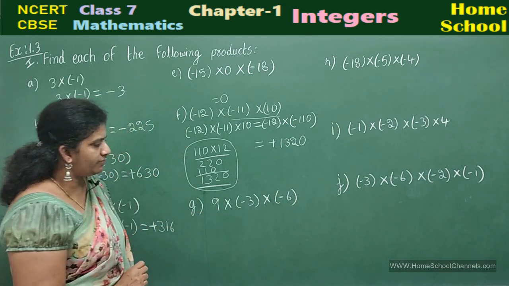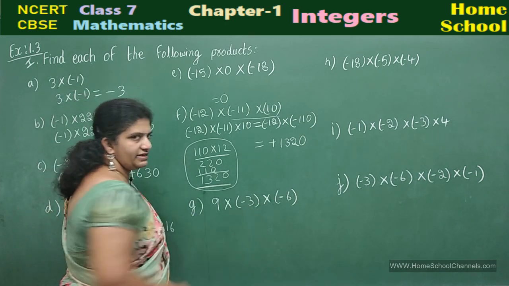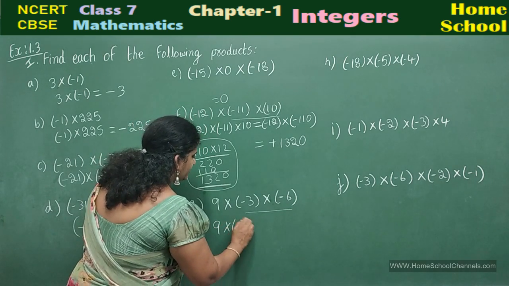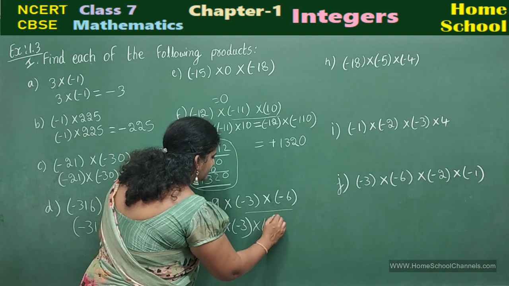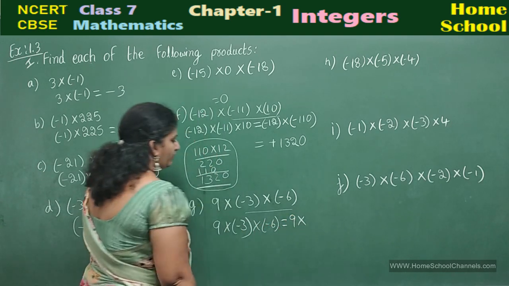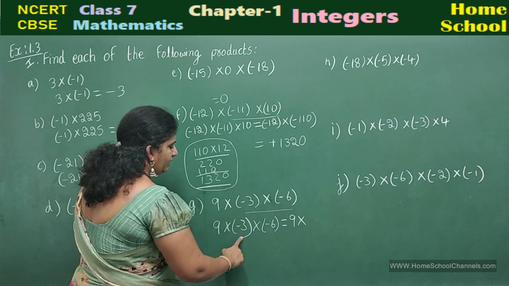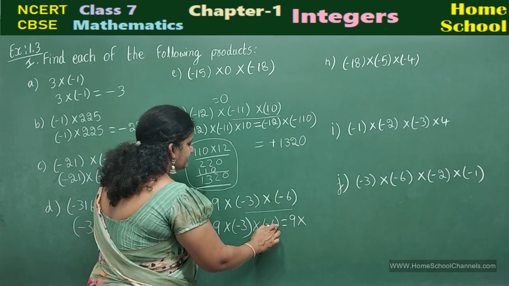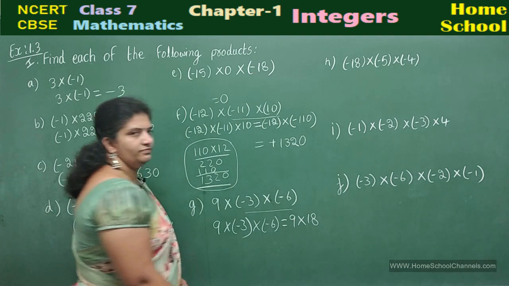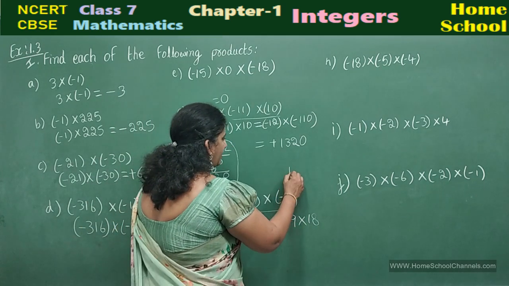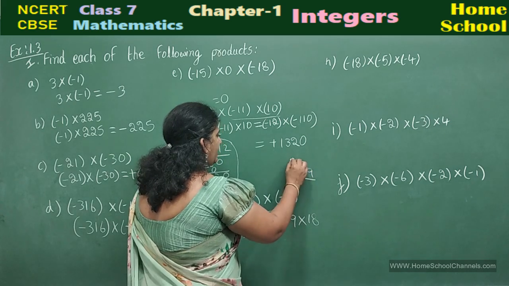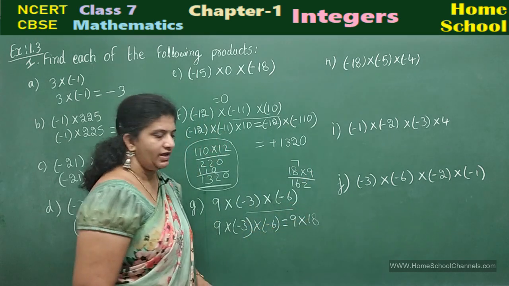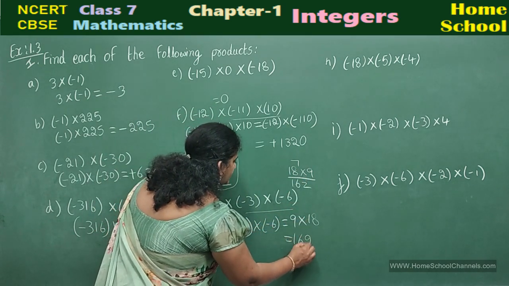Now, which two numbers do you multiply? Let me multiply these two first. Okay, rewrite the question. 9 into minus 3 into minus 6 is equal to 9 into, multiply these two. Minus into minus is plus. I'm writing plus. 3 6s are 18. 9 18s. Let us multiply here. 18 into 9. 9 8s are 72. 9 1s are 9. 9 plus 7, 16. And your answer is 162.